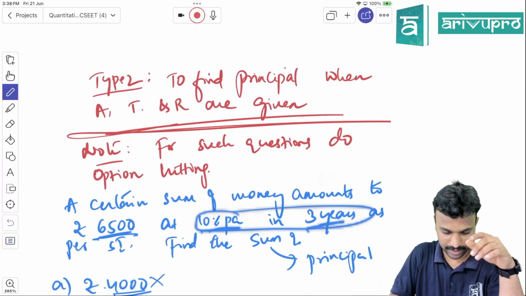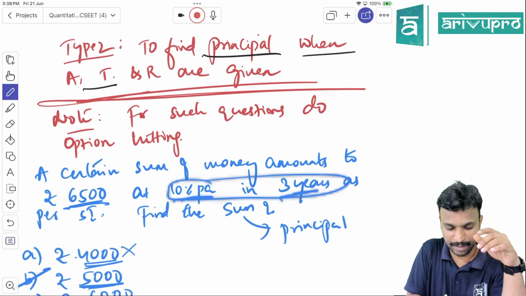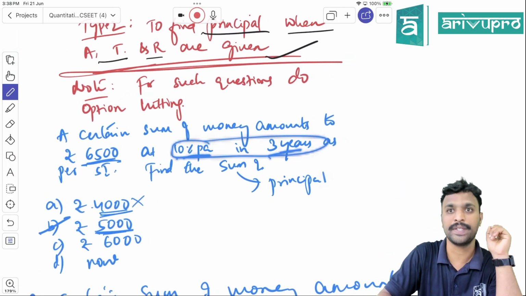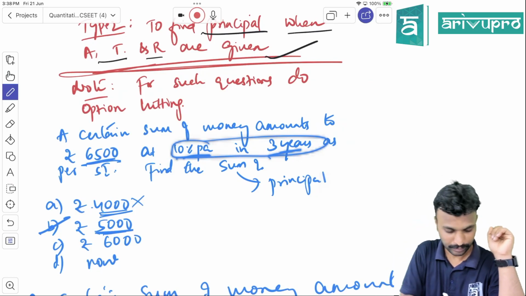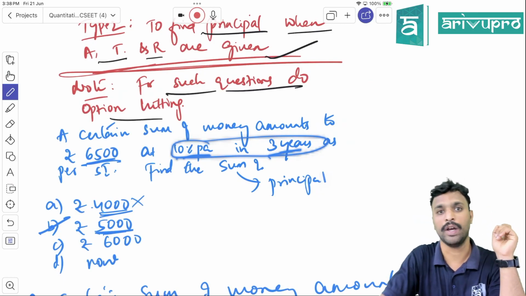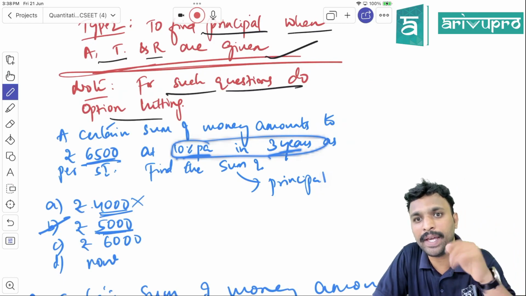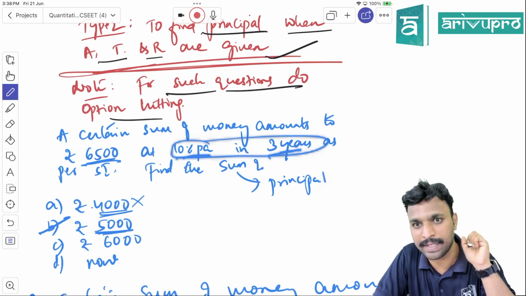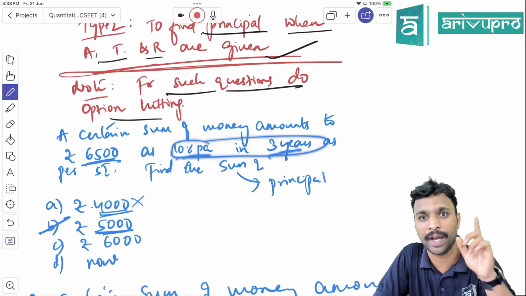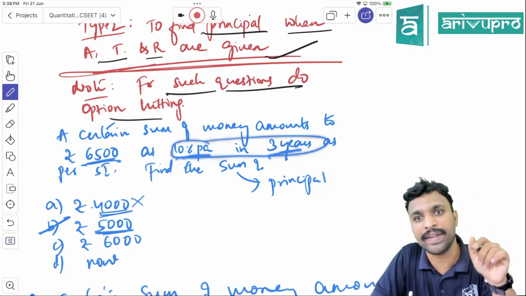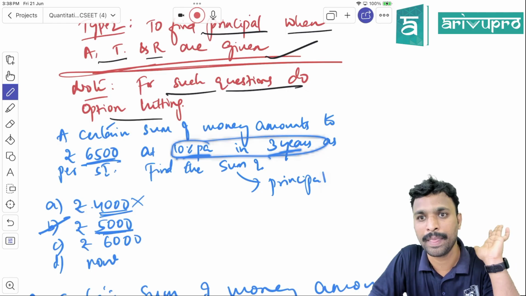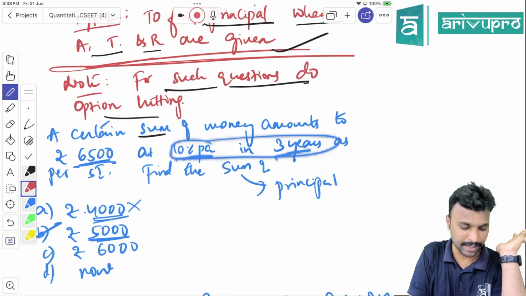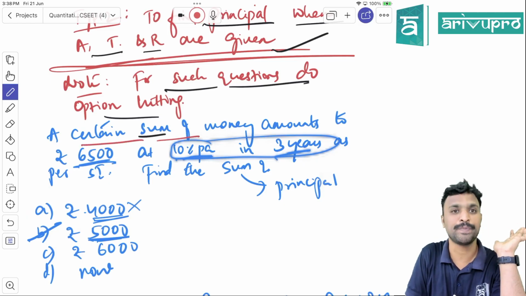And type 2 was to find the principal when the amount, time and rate are given. For such questions, you basically do what? Option hitting. Such questions are to be solved by option hitting, where P will be in the options. Using P, you find PTR percentage, that means SI, and add the principal to it. If you get whatever amount they have given in the question, that's the right answer. For example, a certain sum of money always means principal.